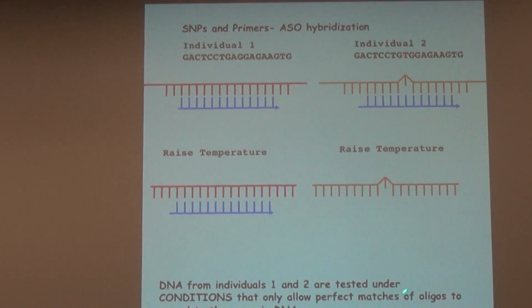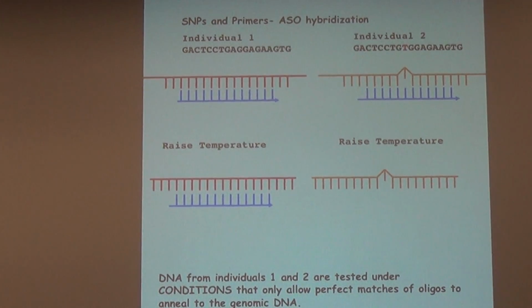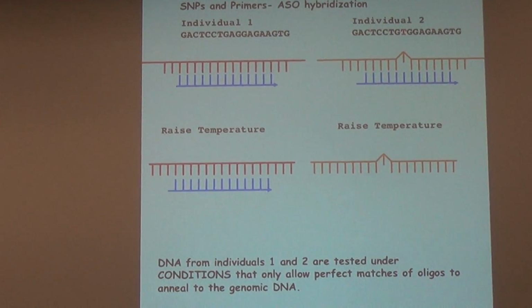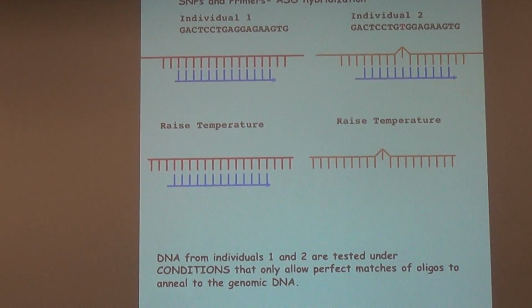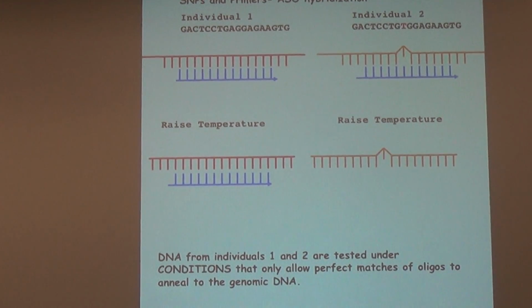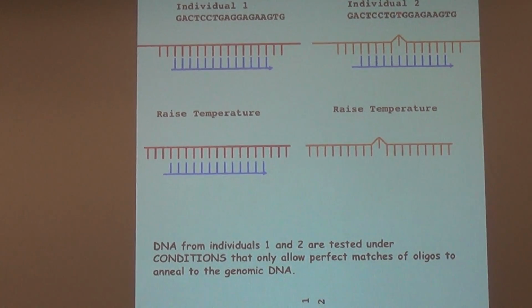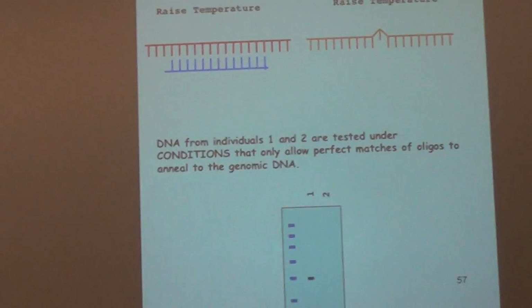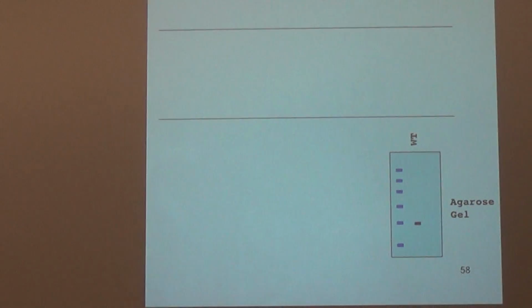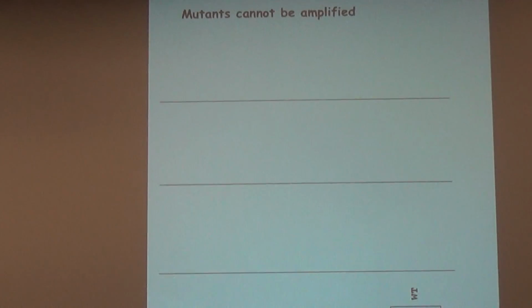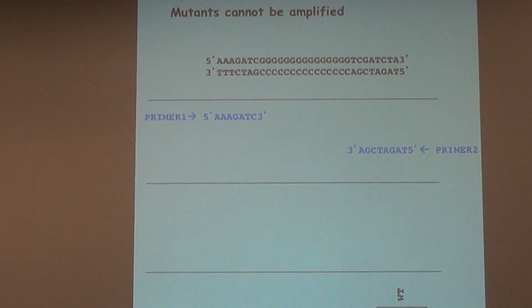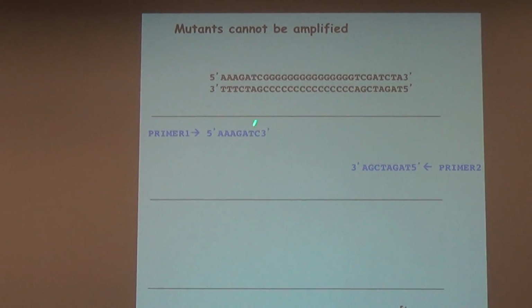Isolate DNA from individuals 1 and 2, and test them under conditions that only allow perfect matches of the little primers to the individual. So if you cannot anneal, you cannot get a PCR product, and you get a blank spot on the gel. And that's an indication that you have other information. So, mutants cannot be amplified, the wild type situation is amplified. Here is the sequence, primers. These are, say, the 2 primers.